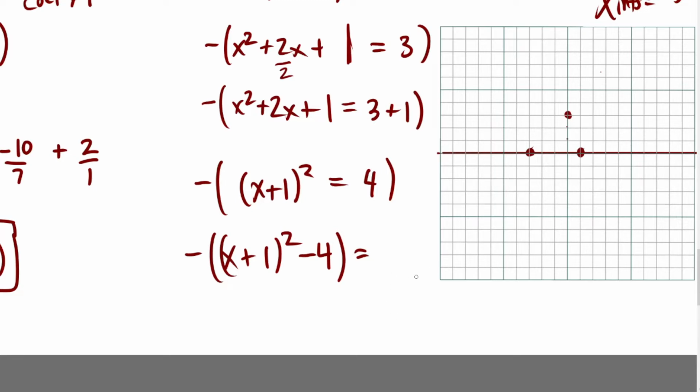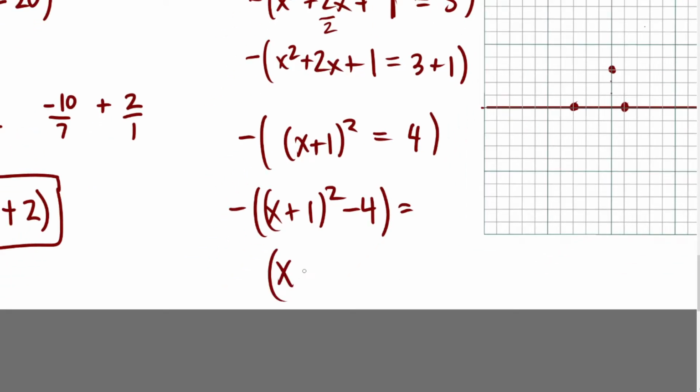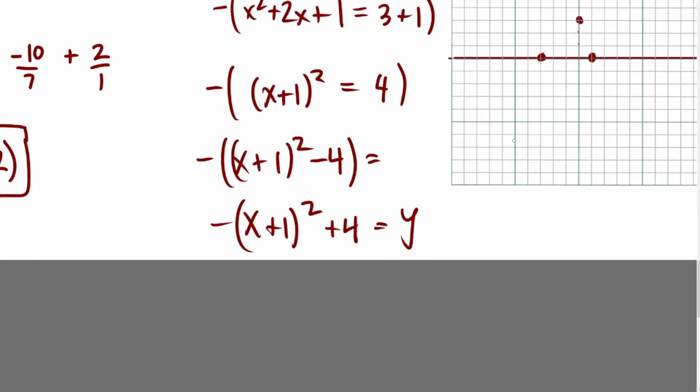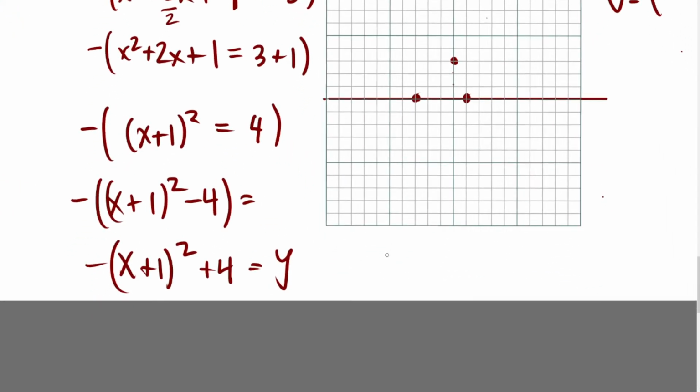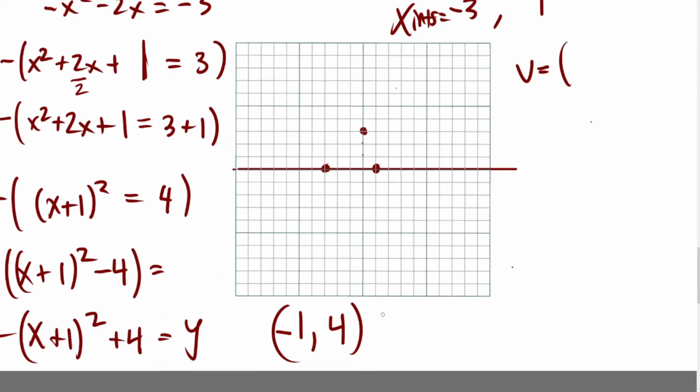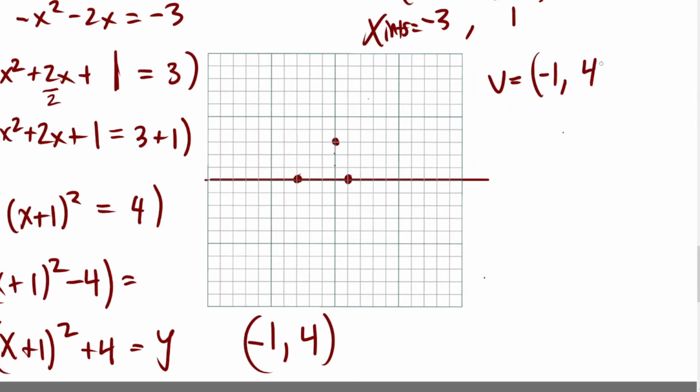And then we distributed, so we have negative x plus 1 squared plus 4, and then we have our y, our function. Yeah, so what we can do now is say our vertex is going to be -1, comma, +4, because it's going to inverse on the inside of the parentheses, and then it's going to stay the same there. So our vertex is equal to -1, comma, 4. So we'll go -1, and then up 4. And then this will be our line, our axis of symmetry as well.